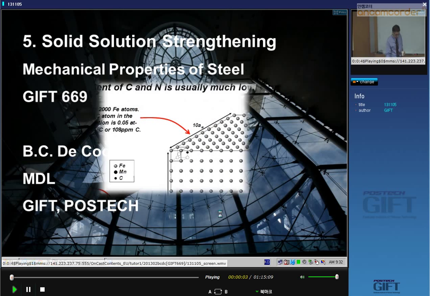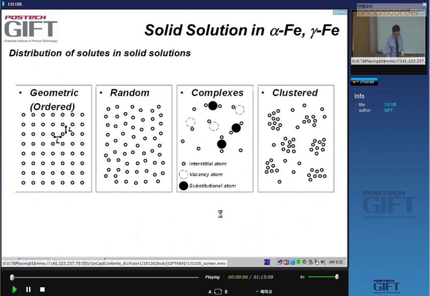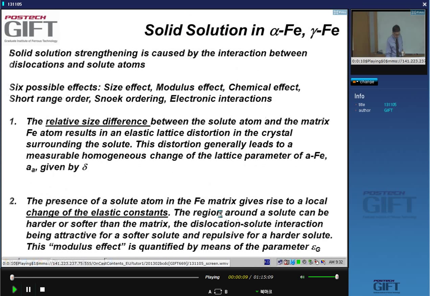All right, so we had started discussing the strengthening mechanism due to solid solution, and again, as we are doing in this course, focusing on alpha iron, gamma iron, and steels, the alloys of these things. And we were going through the effects that solutes have when they strengthen the steel.